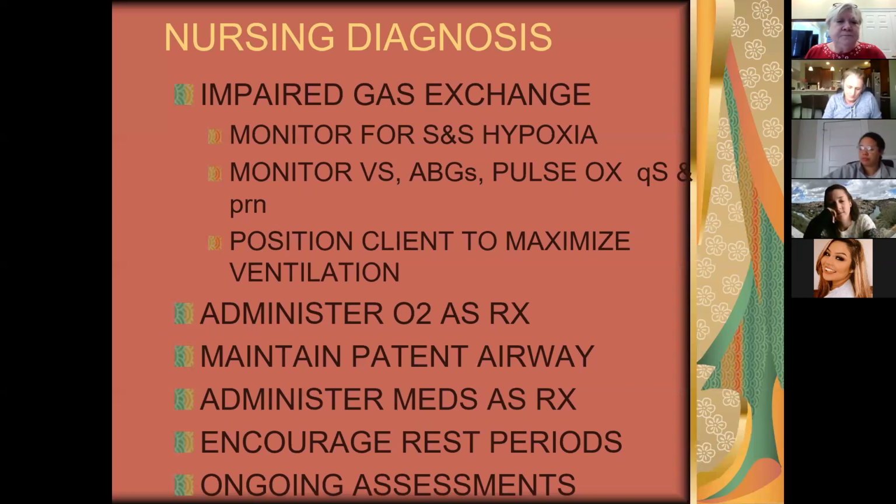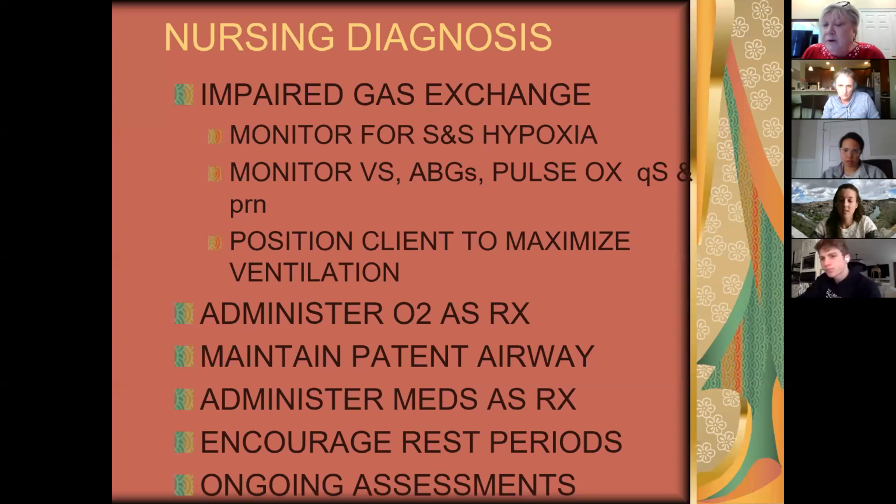O2, they're hypoxic. Give them O2, sure. Keep their airway patent, whether it's positioning, whether it's suction, humidification, whatever's needed to keep an airway patent. Meds as needed, whether it's a bronchodilator. Somebody tell me a bronchodilator. Albuterol. Albuterol is a bronchodilator.